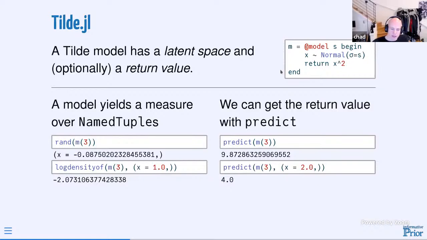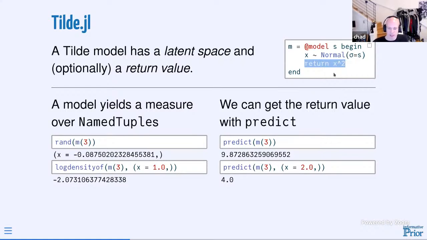And when we write a measure in this system, what we really get is a measure over the latent space. Okay, so if we call rand on, say, m(3), then we get this named tuple. And if we want to evaluate the log density of one of these things, we have to also give it a named tuple. So both of those, the rand and the log density, ignore the return and work entirely in terms of the latent space.